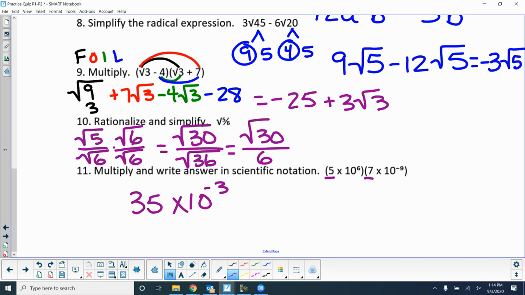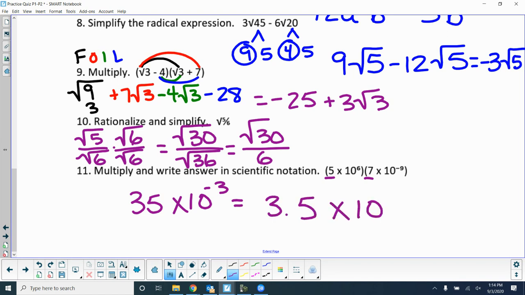No. It's bigger than 10, right? So I have to make 35 less than 10. So I have to move that decimal point over 1. Okay, so here's where it is right now. I'm going to move it over 1. So it's in the proper scientific notation.